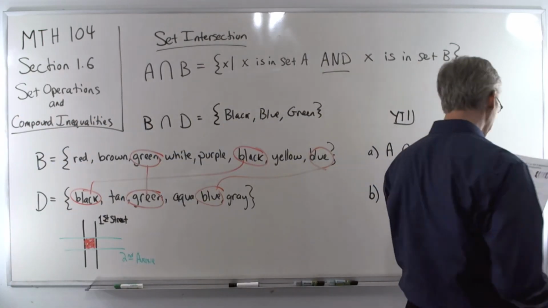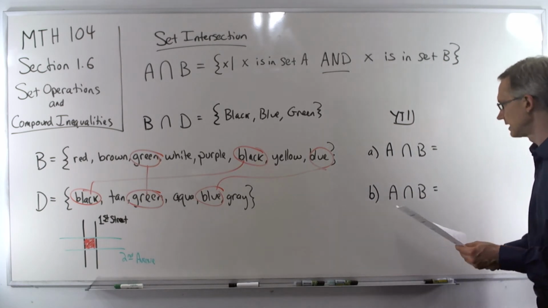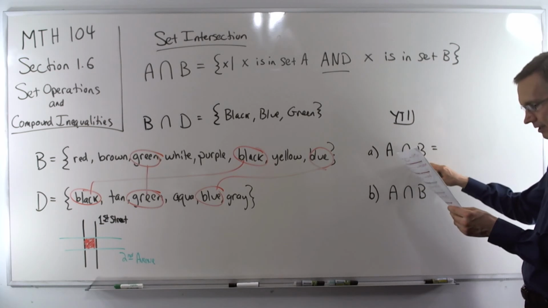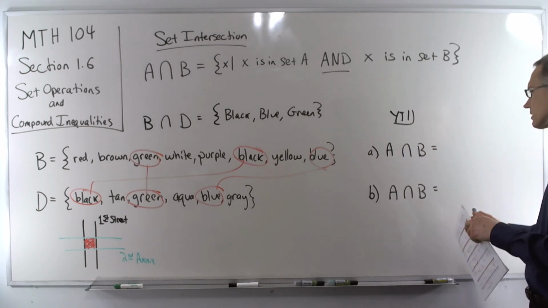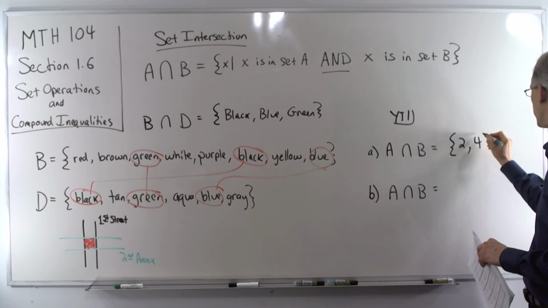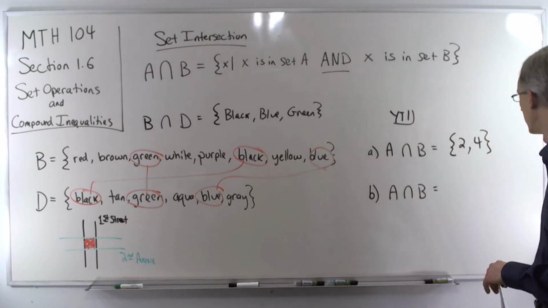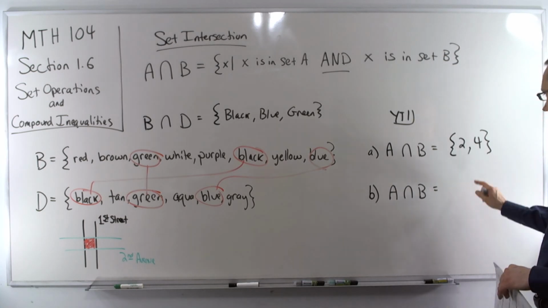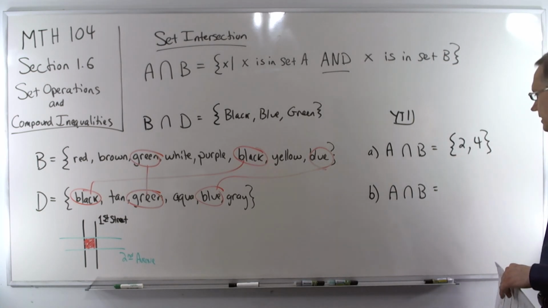So for part A, you got 2, 4, 6, 8, 10 for set A and 1, 2, 3, 4, 5 for set B. So the numbers that are in both sets are 2 and 4. All the other numbers are only in one of the sets, so that would not be in the intersection. The intersection is only the numbers that are in both sets.